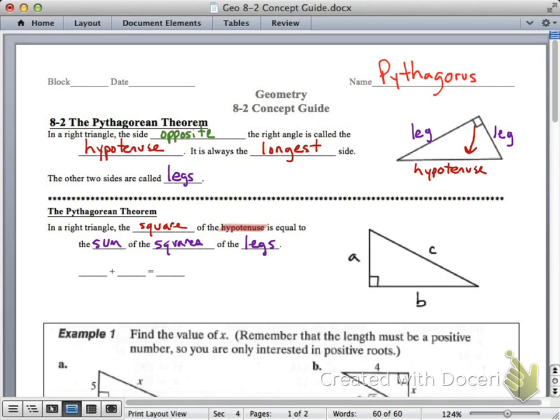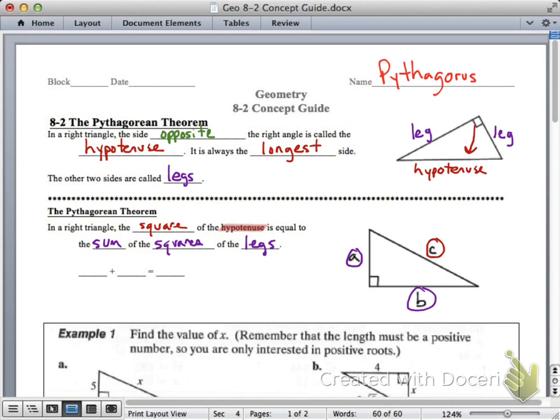So here is the Pythagorean Theorem. This is the key thing. In a right triangle, the square of the hypotenuse is equal to the sum of the squares of the legs. Now, that sounds like a lot of things to comprehend in one sentence, but let's break it down.